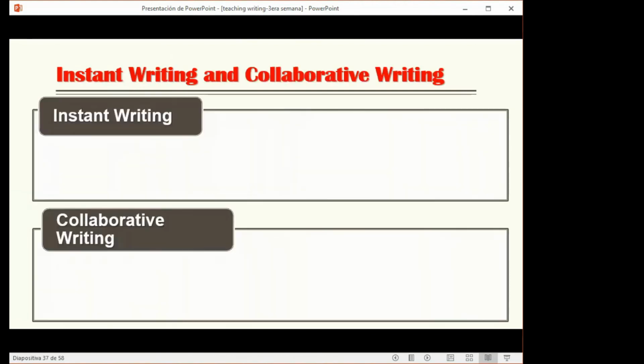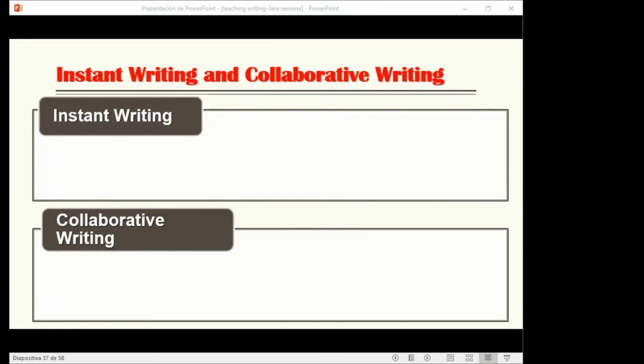What is instant writing and collaborative writing? Do you have any idea about them? Instant writing and collaborative writing. Can you give me some ideas about these two things? Nobody? Just give me your ideas, what you think, what you have in your mind.